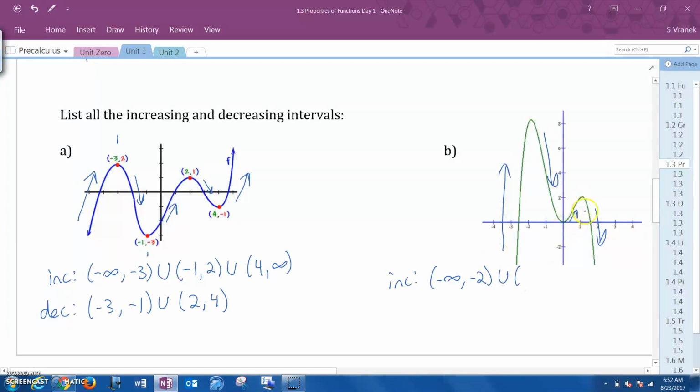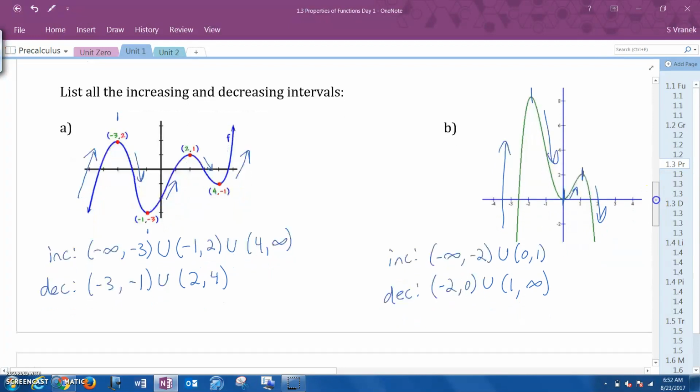Union 0 to 1. Because there's the x value of 0, there's the x value of 1. It's increasing between those two x values. Decreasing, we have, looks like it starts at -2 and goes to 0. And it starts at 1 and goes to infinity. So those are your increasing and decreasing intervals.